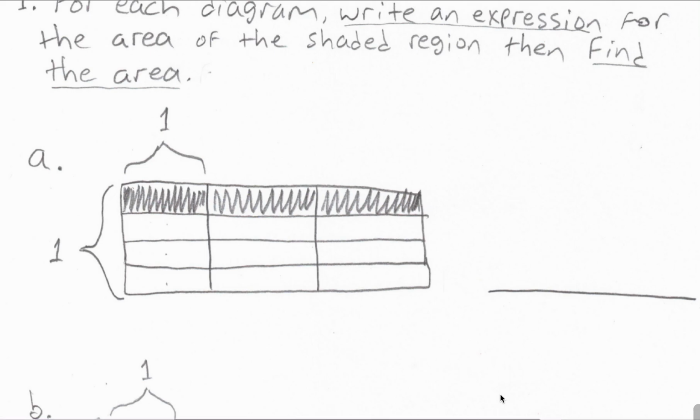The learning goals for this section are to find the area of a rectangle when one side length is a whole number and the other side length is a fraction or a mixed number. And we are going to represent and solve problems involving the multiplication of a whole number by a fraction or a mixed number. So over here, let's do a little review. For each diagram, we're going to write an expression for the area of the shaded region, and then we're going to find that area. All right, so let's go ahead and do that now.